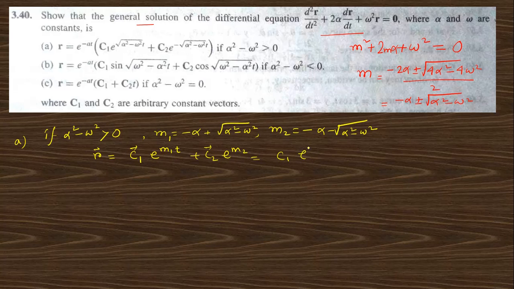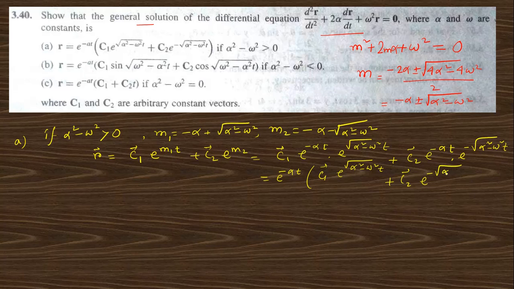Putting in the values, C1 e to the power minus alpha t into e to the power root under alpha square minus omega square t, plus C2 e to the power minus alpha t into e to the power minus root under alpha square minus omega square t. So this is nothing but e to the power minus alpha t within brackets, C1 vector e to the power root under alpha square minus omega square t plus C2 e to the power minus root under alpha square minus omega square into t.